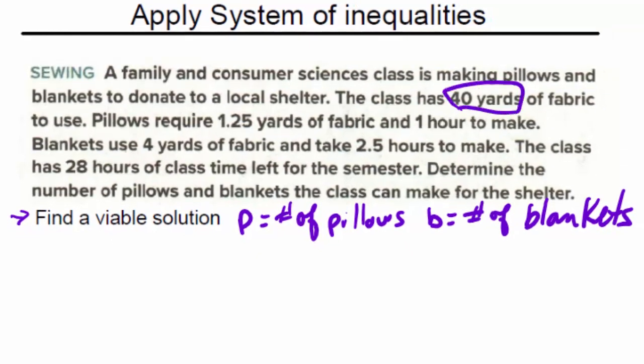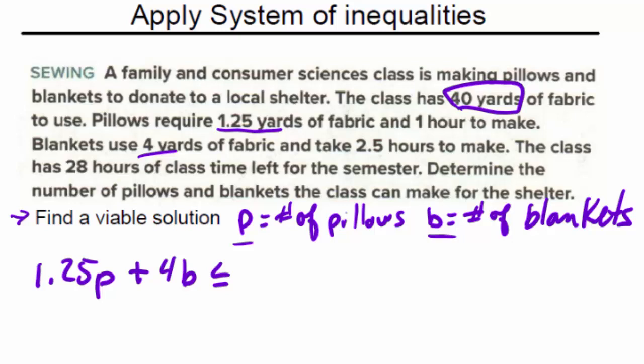Now they have 40 yards of fabric, so the amount of fabric used by P pillows and B blankets must be less than or equal to 40. Okay, so we've got 1.25 yards of fabric for a pillow. So 1.25 times the number of pillows, that's how much fabric is used by the pillows. If I add to it how much fabric is used by a blanket, which is 4 yards, so 4B, that's got to be less than or equal to the amount of fabric they have, which is 40. So your total fabric's got to be less than or equal to 40.